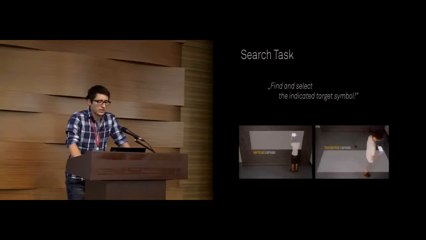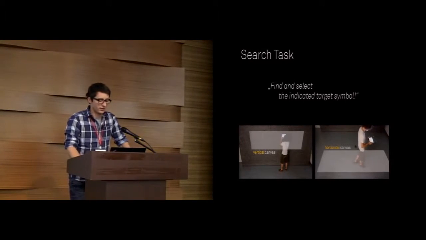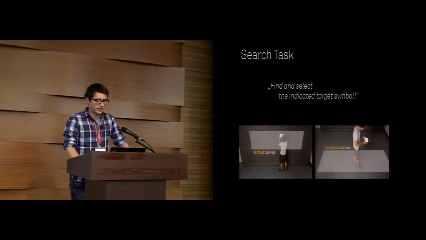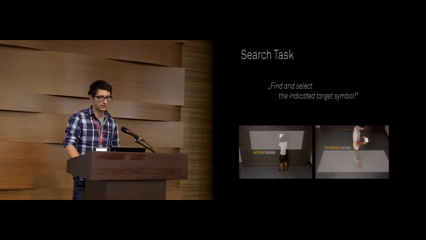In the search task, participants had to find a series of specified target symbols on the canvas. As a peephole device, participants used the Microsoft Surface 2 tablet, which was tracked by 24 OptiTrack cameras. On each canvas, we placed 8 target symbols and 12 distractor symbols, so there were 20 symbols on each canvas.